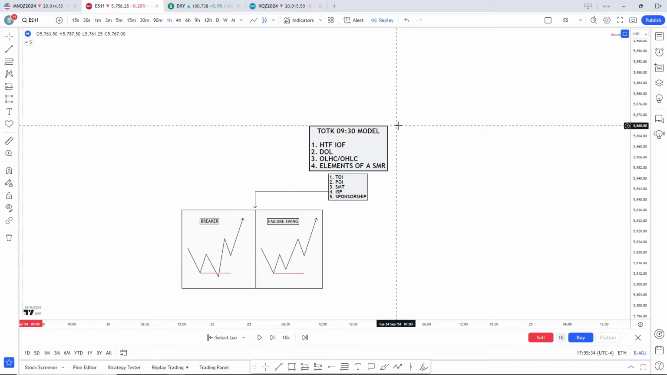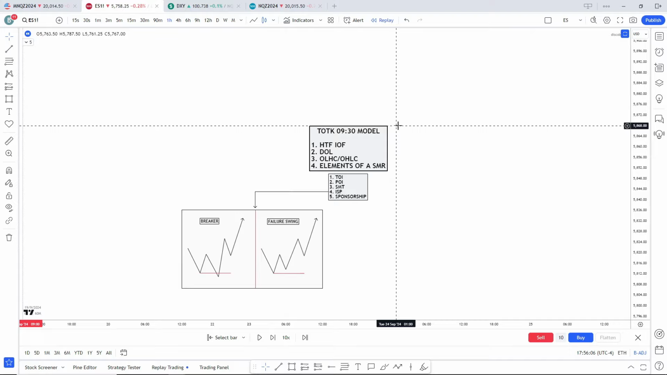Number 2 is identifying a proper and fair draw on liquidity. You can do this through a numerous amount of ways, but that will be for another video. Number 3 is open low, high close, and open high, low close. You don't need CRT for this. This is just very basic open low, high close, open high, low close logic that we teach in TOTK.